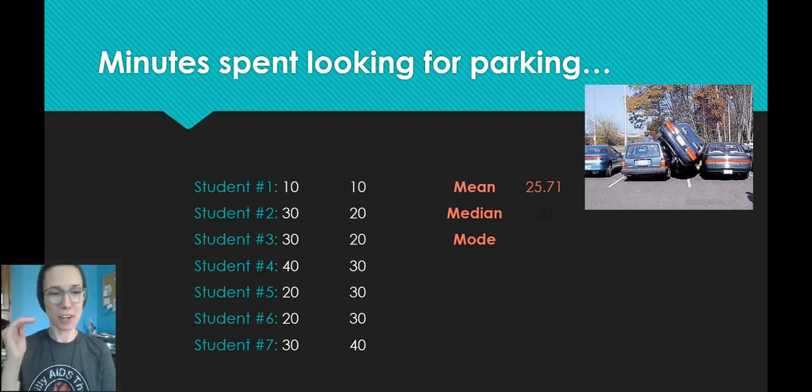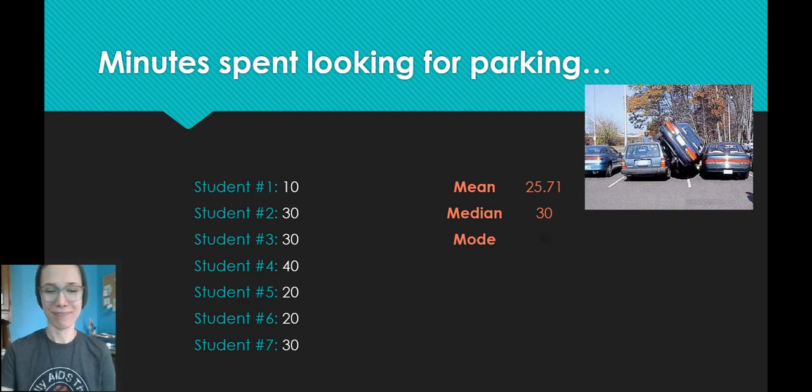Median: if I stack all those numbers out and find that middle point, I get 30. Hopefully that's what you got as well. Mode: if I look at what is the number most represented in this data set, 30 is represented 3 times. 3 students had to wait half an hour. The mode is 30 minutes, same as the median.